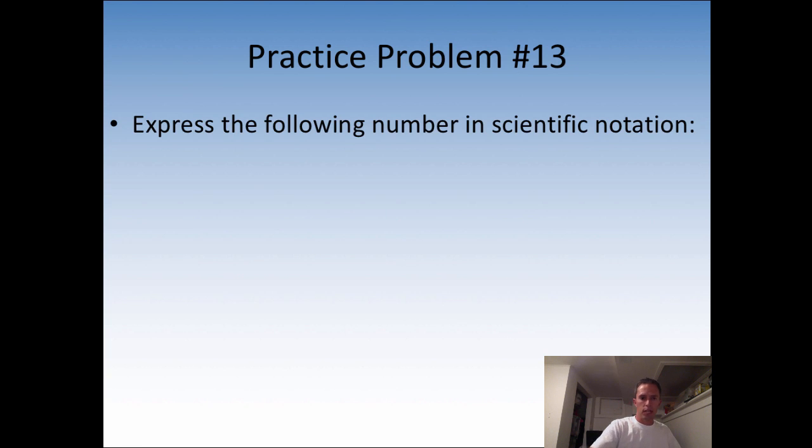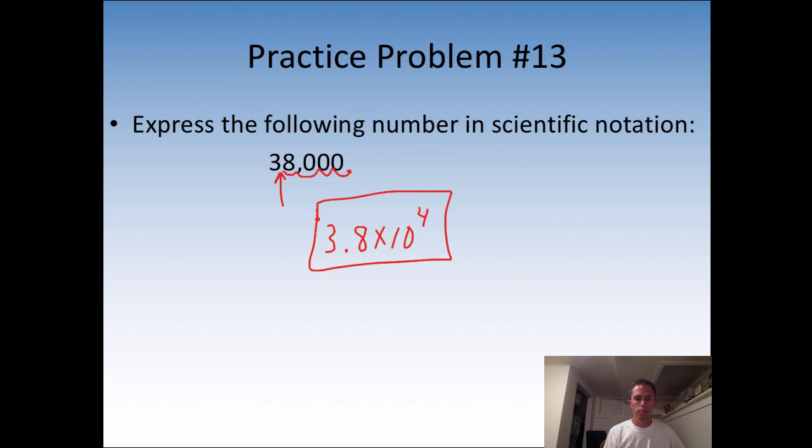Practice problem number 13. Let's change this number in standard form into scientific notation. So 38,000 has an understood decimal place right here. I like to draw that in. Now we want it so that there's one number to the left. We want that decimal to be right here. So let's count how many times we need to move it. 1, 2, 3, 4. So we moved it 4 times. So our answer will be 3.8 times 10 to the 4th power. Okay. And we got it right.